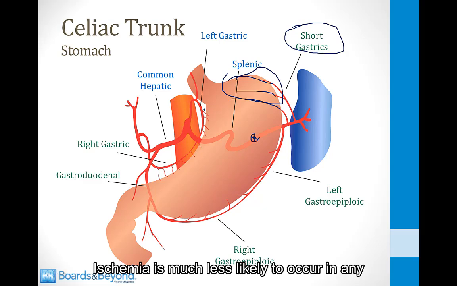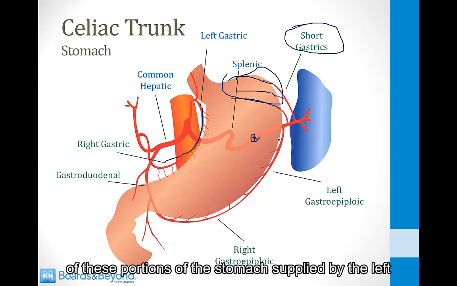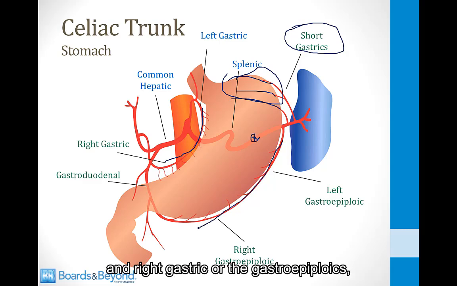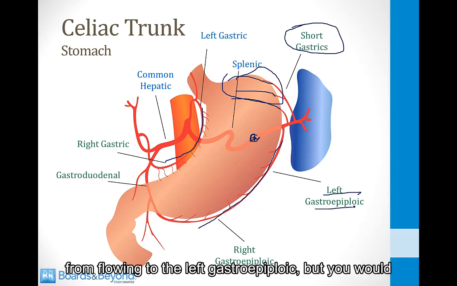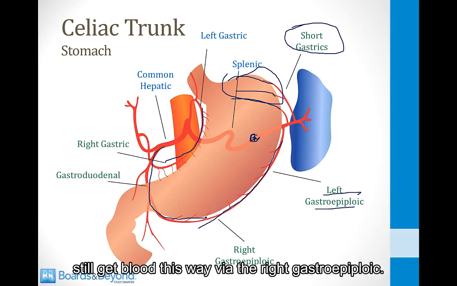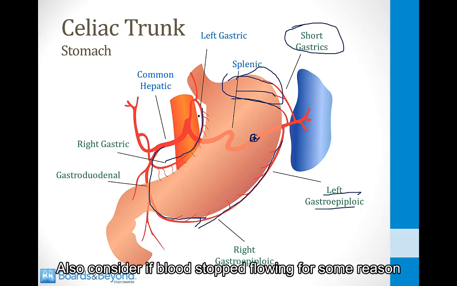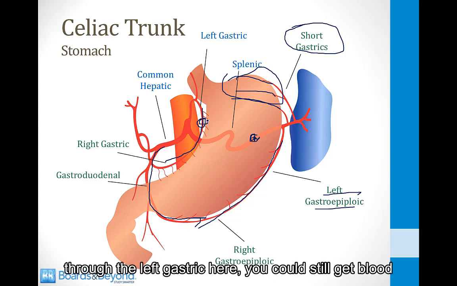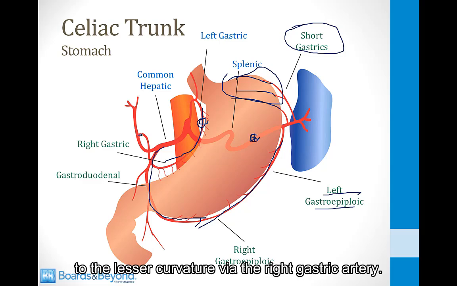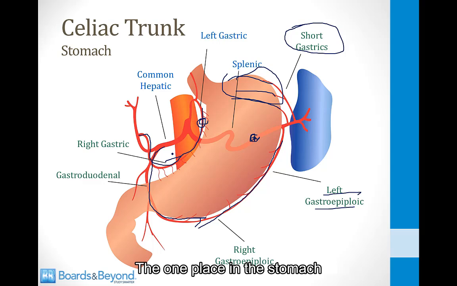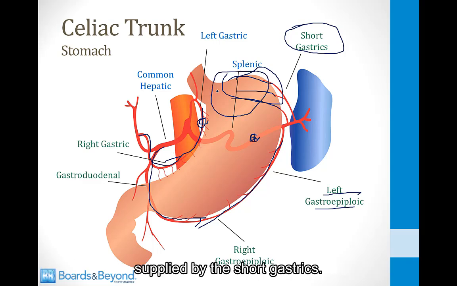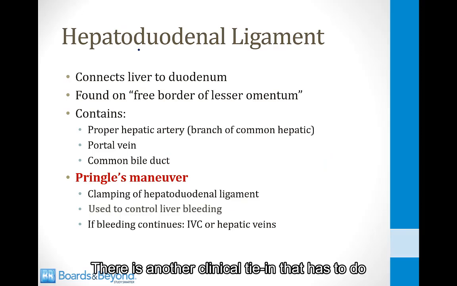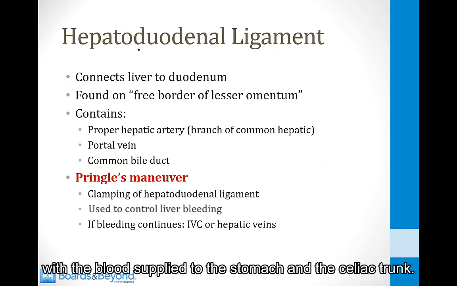Ischemia is much less likely to occur in any of these portions of the stomach supplied by the left and right gastric or the gastroepiploics because they have dual blood supply. If the splenic artery is occluded, that might stop blood from flowing to the left gastroepiploic, but you would still get blood this way via the right gastroepiploic. Also consider if blood stopped flowing for some reason through the left gastric here, you could still get blood to the lesser curvature via the right gastric artery. The one place in the stomach that does not have a dual blood supply is this area up here supplied by the short gastrics.